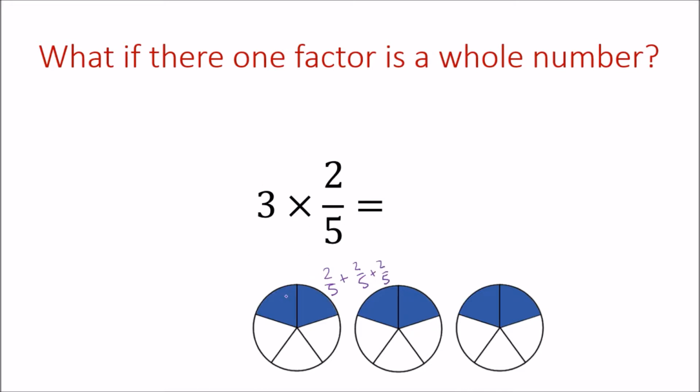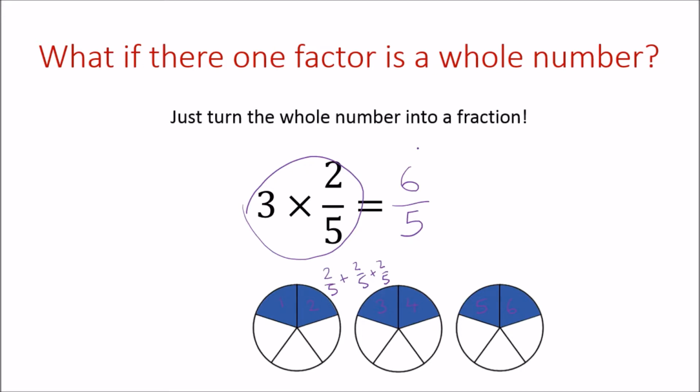So we can go through and just count these. We've got 1, 2, 3, 4, 5, 6. So we've actually got 6/5. So the question is, what can we do with these numbers over here in order to work out that it must be 6/5 as our answer? All you need to do when you see a whole number is turn it into a fraction, because you already know how to multiply 2 fractions. We've just gone through that.